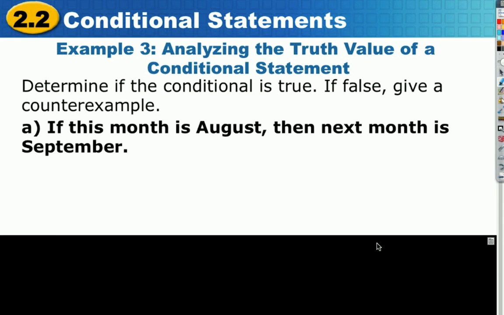This month is September. Well, that doesn't apply, does it? So that example doesn't work because it doesn't even apply. We can't use it because it doesn't meet the condition of the if part. So this case only works if the current month is August. So let's use August. Let's pretend for a moment that it's still August. If this month is August, then the next month is September.